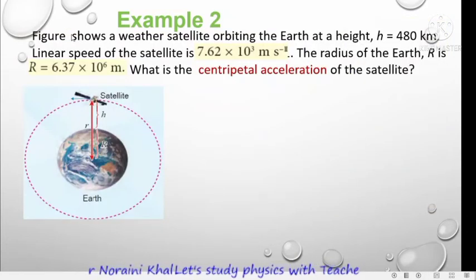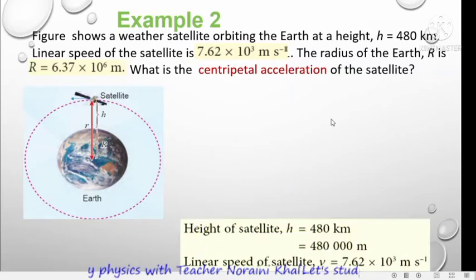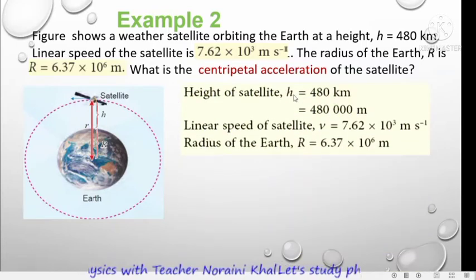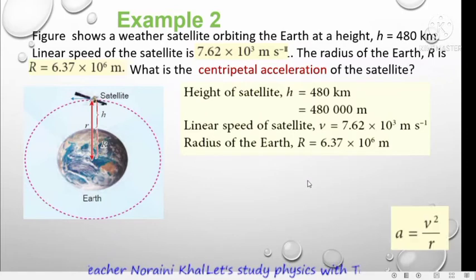Second example, the figure shows a weather satellite orbiting the Earth at height h, 480 km, with linear speed given, and the radius of the Earth r also given. What is the centripetal acceleration of the satellite? Height of the satellite in meters is 480,000 meters, then the linear speed and the radius of the Earth.